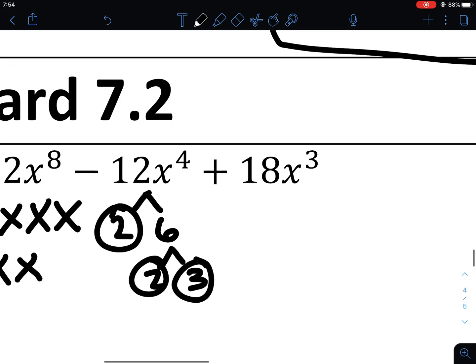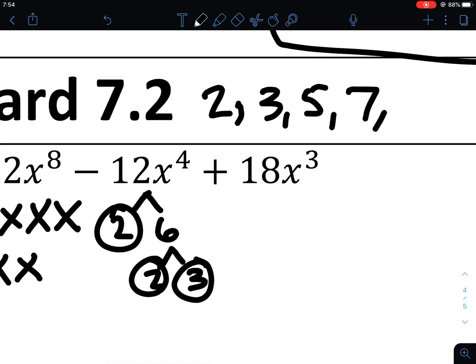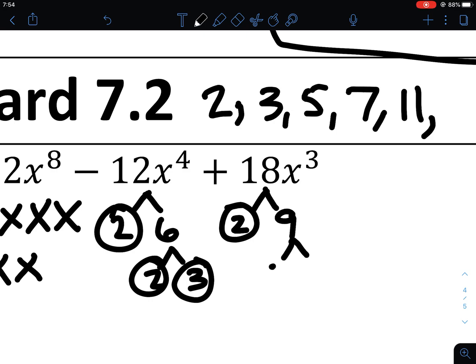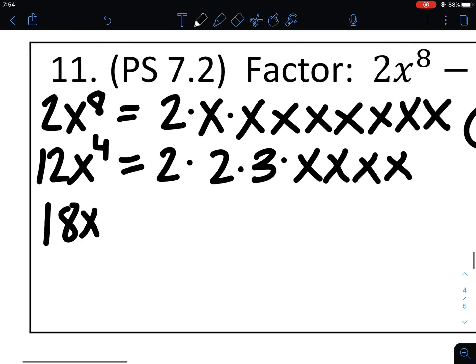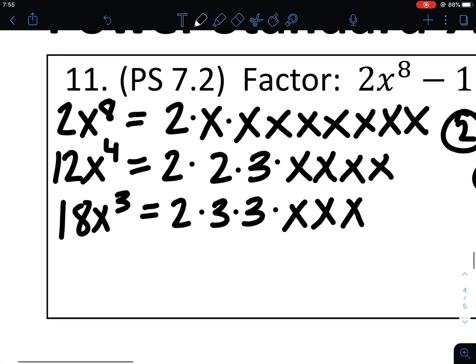Again, remember your list of prime numbers: 2, 3, 5, 7, 11, 13, 17, and so on. Always start with 2. That way you won't forget anything, you won't leave anything behind. 18 is 2 times 9. 9 is not divisible by 2, but it's divisible by 3, so 3 times 3. So 18x to the 3rd is equal to 2 times 3 times 3 times x 3 times.